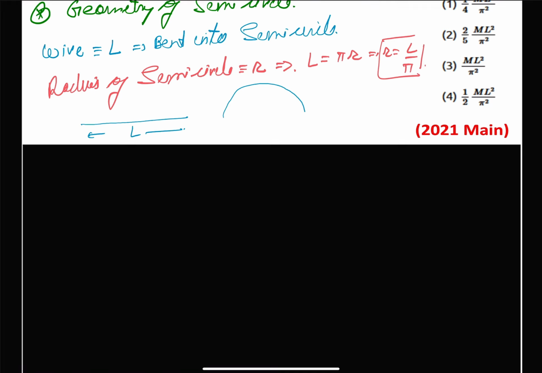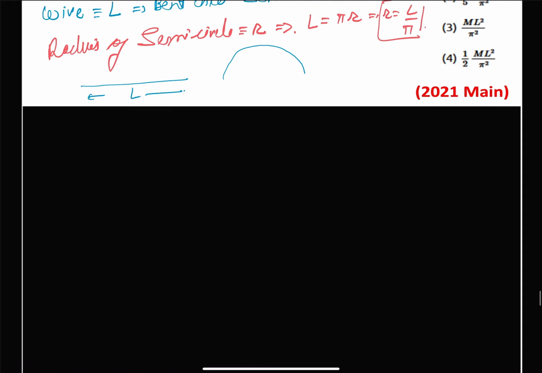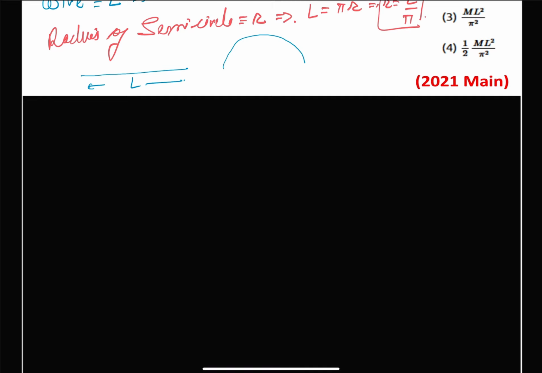So we can say that the linear mass density, suppose that is lambda, will be equal to mass over the length of the wire, that is L. Now we have to find out the moment of inertia for the semicircular wire.